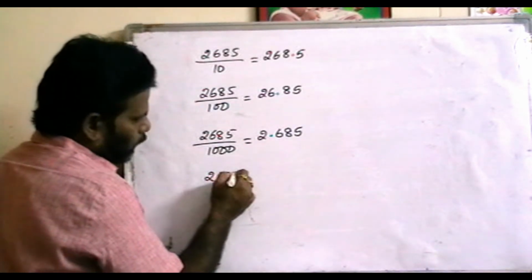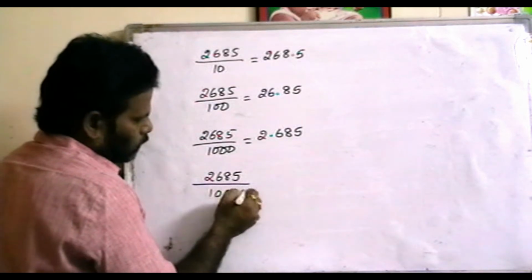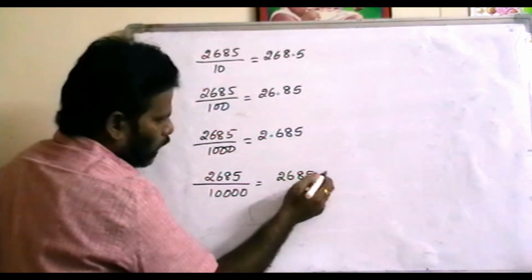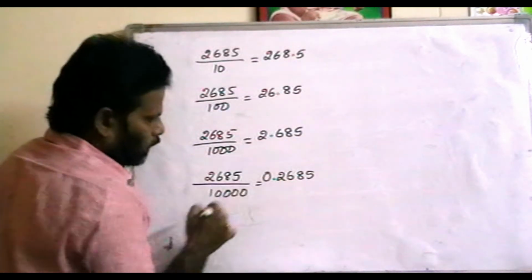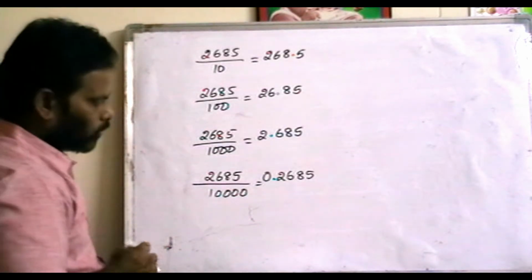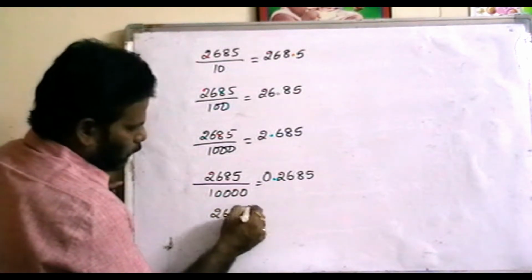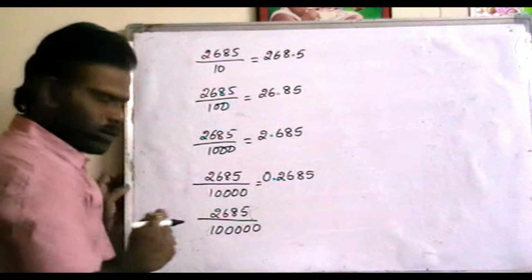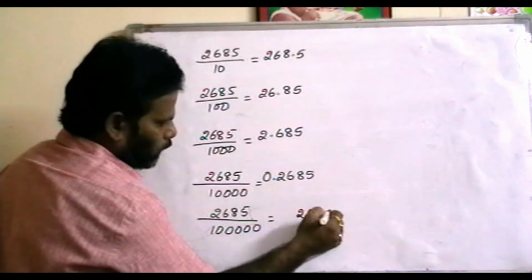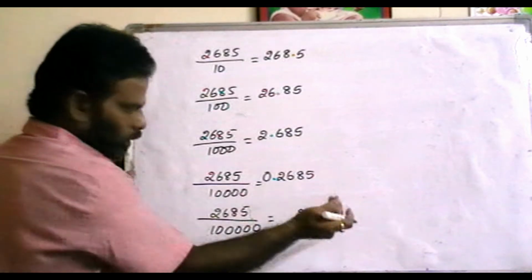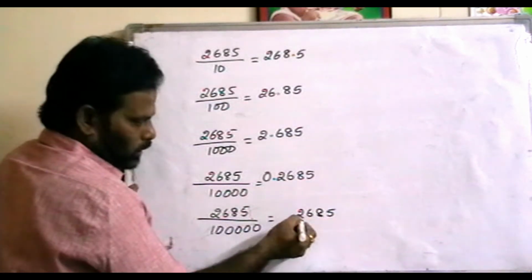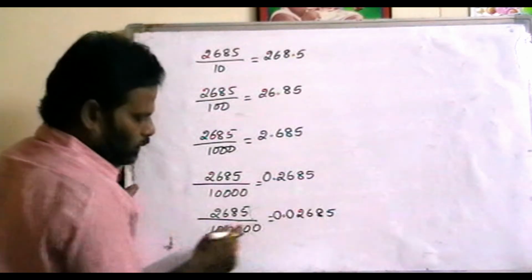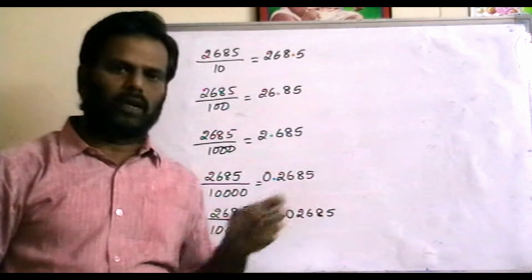Suppose it is 2685 by 10,000. Here four zeros are there. So after four digits, that means after 2685, we can keep the point. So we can write 0.2685. Suppose it is 2685 by 1 lakh. How many zeros are there? 5 zeros. After 5 digits we have to keep the point, but here only 4 digits are there. So keep one more zero. Now on the right side of the point, how many digits are there? 5 digits. So its value is 0.02685.